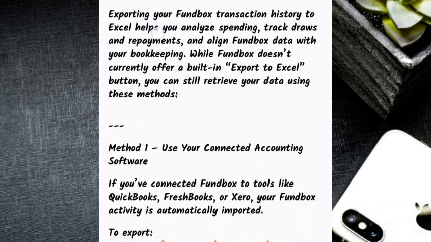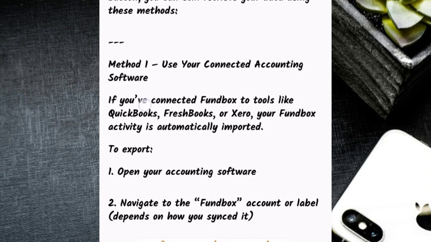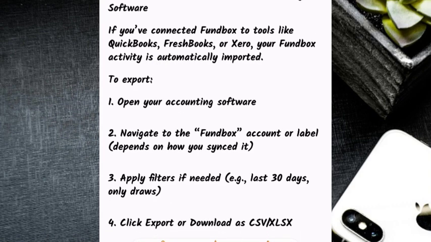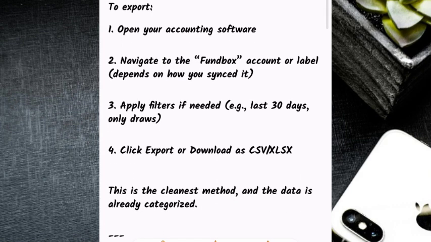Let's get into it. First method is to use your connected accounting software. If you connected Fundbox to tools like QuickBooks, FreshBooks, or Xero, your Fundbox activity is automatically imported. To export, just open your accounting software, navigate to the Fundbox account or label, and then apply filter if needed. Then click export or download as CSV or XLSX. This is the cleanest method and the data is already categorized.